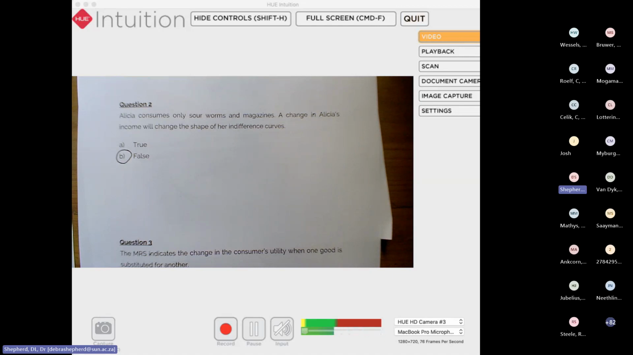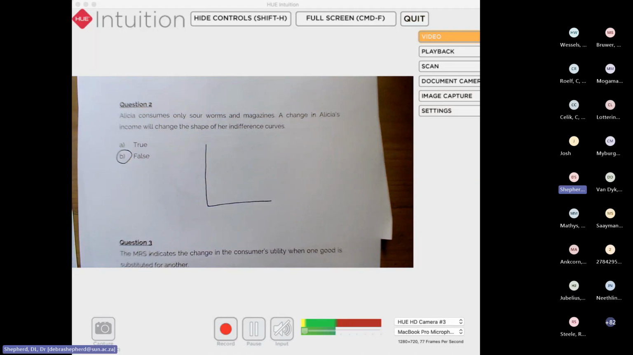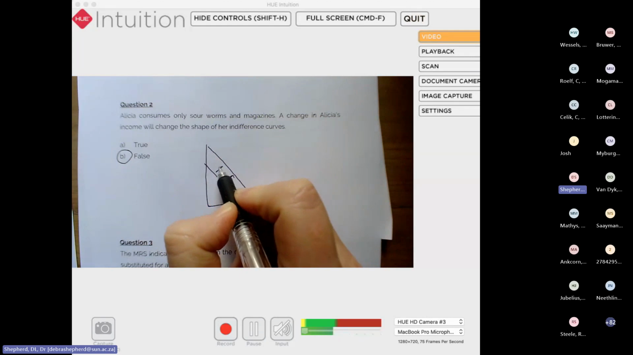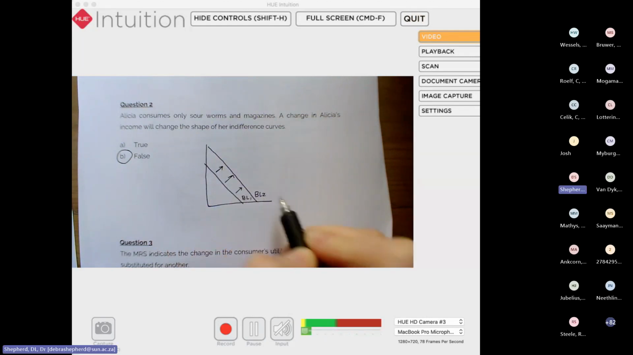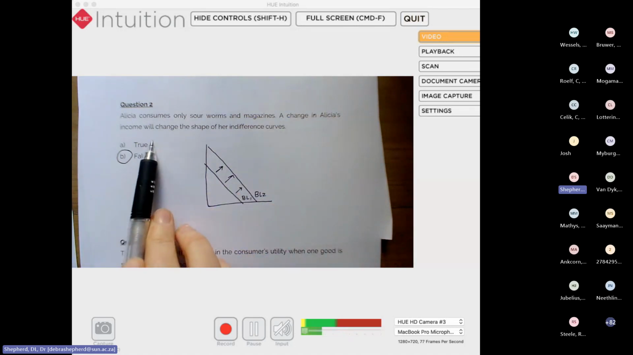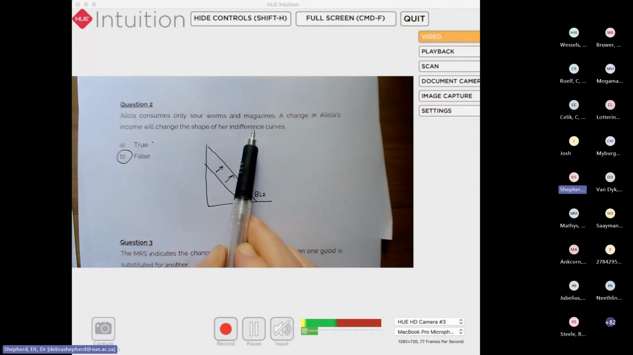So the income changing would affect what in our picture? The slope will move up in parallel. So our budget line would be shifted. So let's say this was our original budget line. If our income increased, then our budget line would shift parallel outwards. Okay, and if our income decreased, it would shift parallel inwards. So this is false. In order for this to be true, it would have to say a change in Alicia's income will shift her budget line.